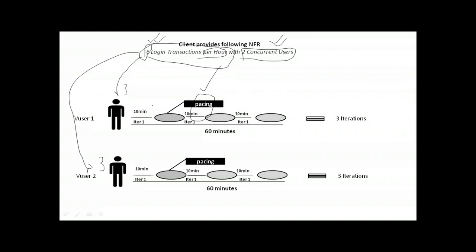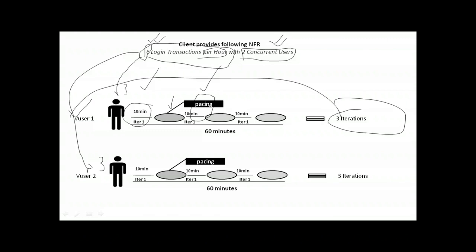Wonderful. So he will execute the iteration, assuming that this is 10 minutes. The pacing will be 10 minutes. Like this, 3 iterations by the first user, and then 3 iterations by the second user. Now, as a performance tester, our agenda is to calculate the pacing. Now the next question is, Kumar, the numbers are very small. This is 6, this is 2. Immediately I know the pacing is 10 minutes. But what if?